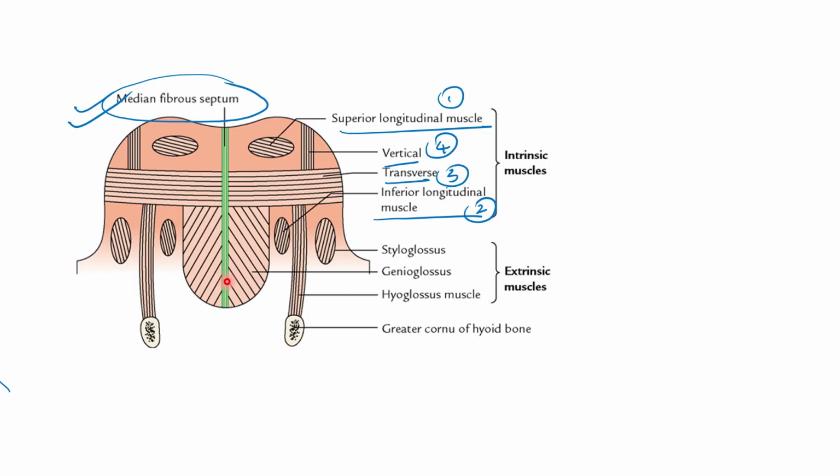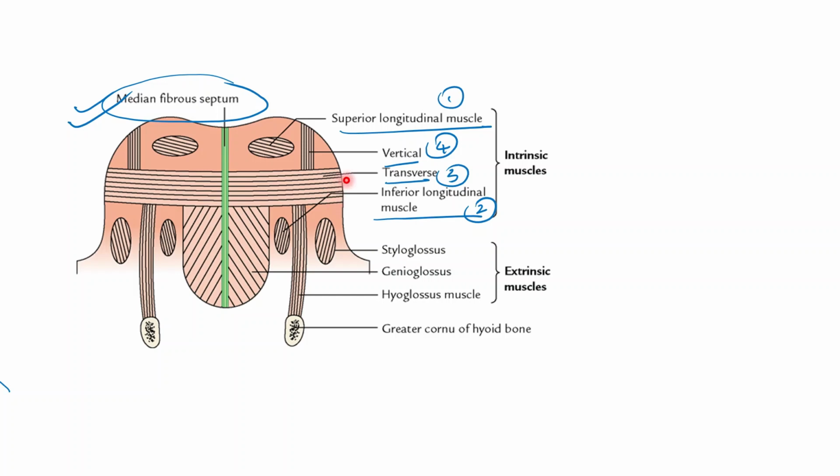The transversus linguae muscle, where the muscle fibers are arranged transversely, takes its origin from the median fibrous septum and is inserted onto the sides of the tongue. Lastly, the vertical group of muscle, the verticalis linguae, arises from the dorsum of the tongue and is directed laterally for insertion onto the sides of the tongue. So this is about the attachments.